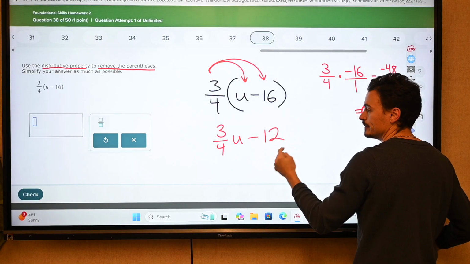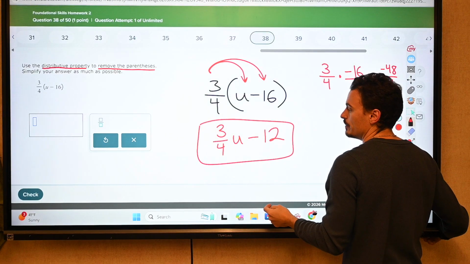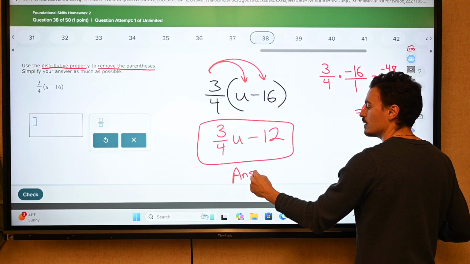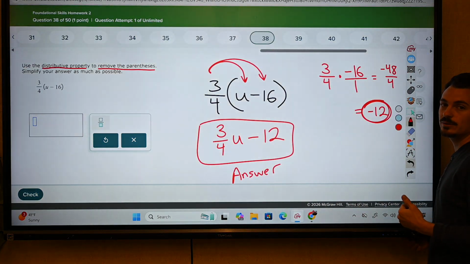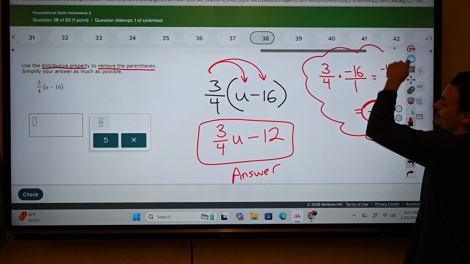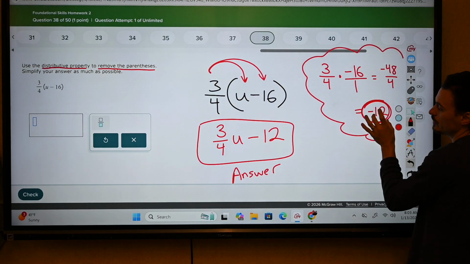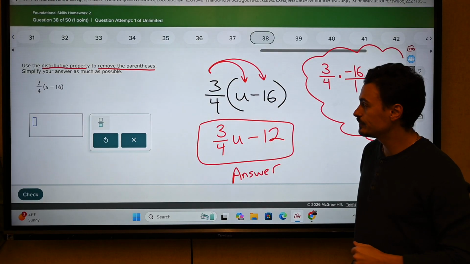So that belongs right here. That would be our answer. So here's the 3/4 times negative 16. I want you to see that we just did it off to the side, and that negative 12 is in our new expression.